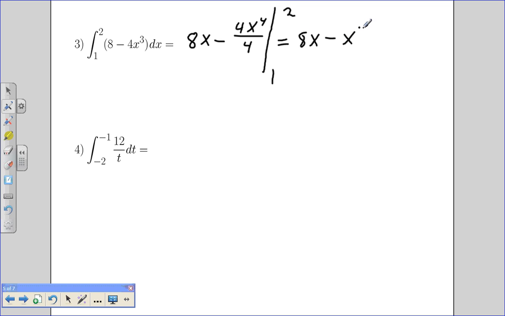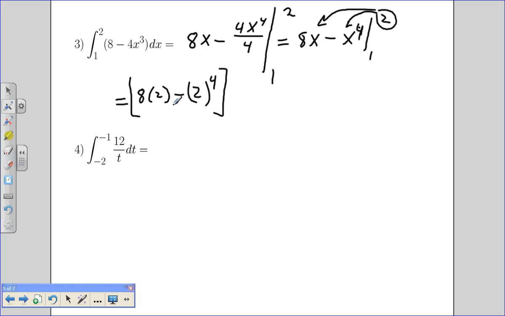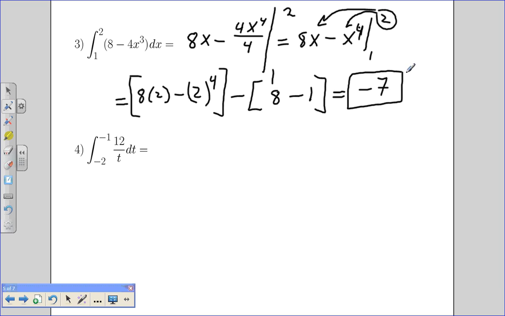And you plug in the top into the x's, and you get 8 times 2 minus 2 to the 4th, minus 8 minus 1, because you plug in the 1. And when you work all that out, you end up with -7. But the procedure is still the same. Take the integral, plug in the top, plug in the bottom, take the difference.